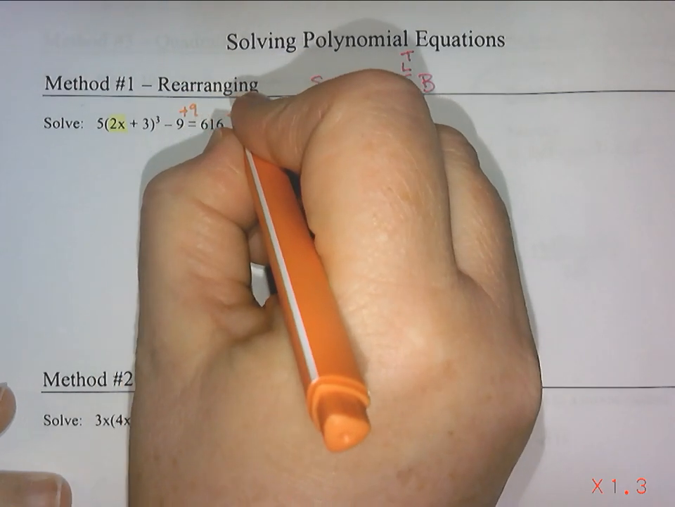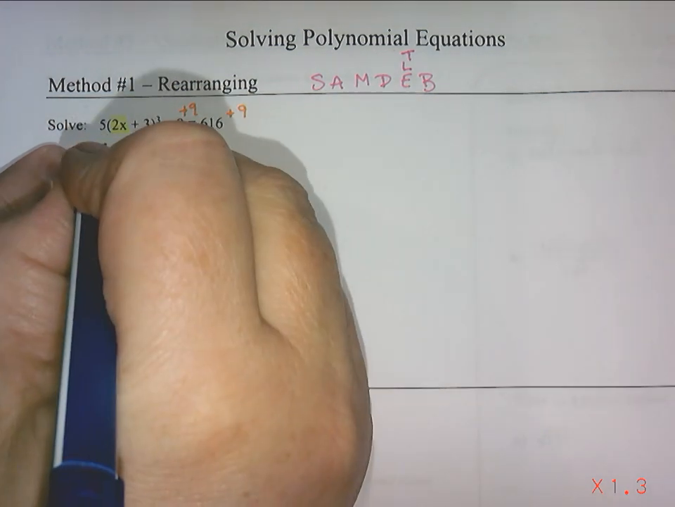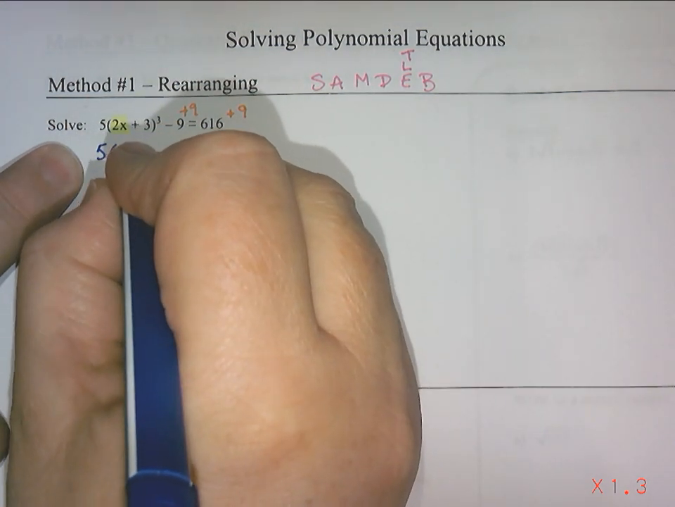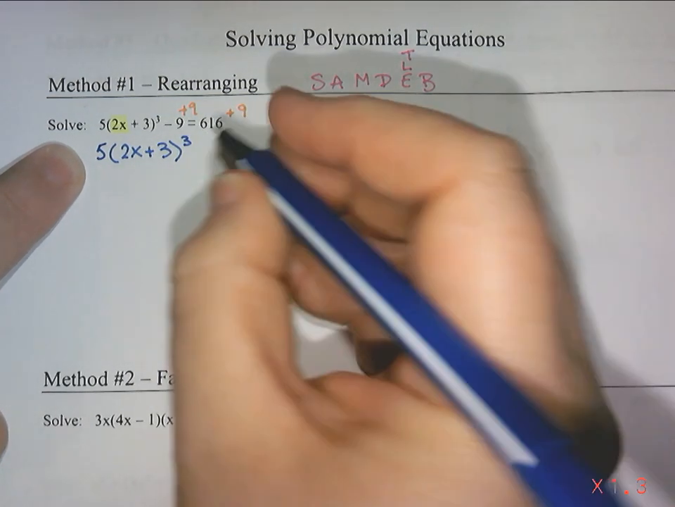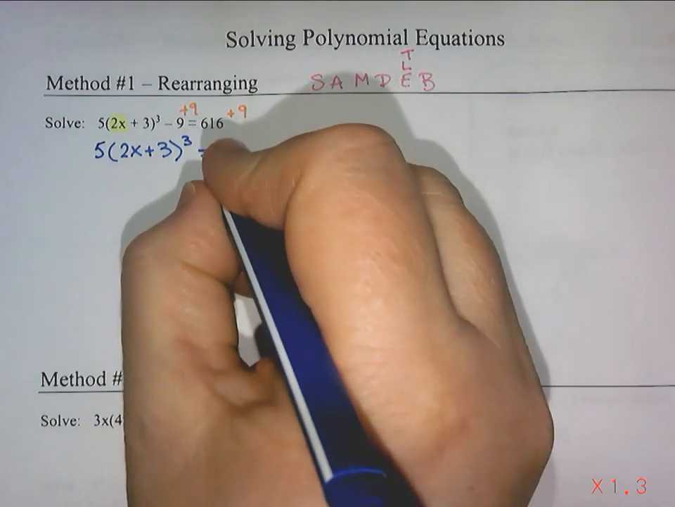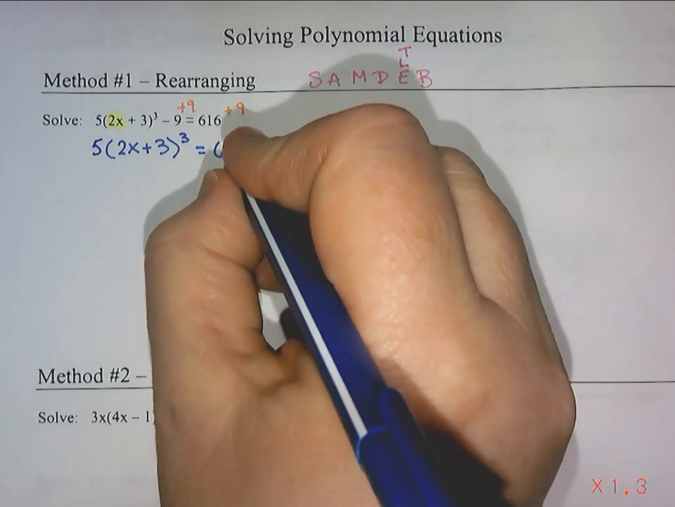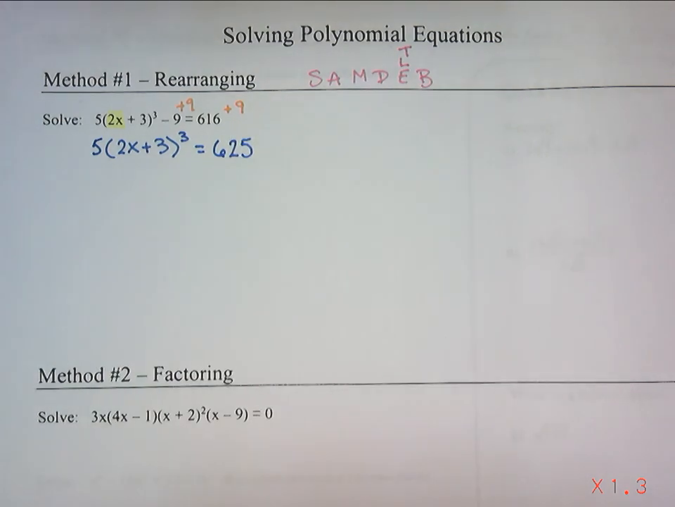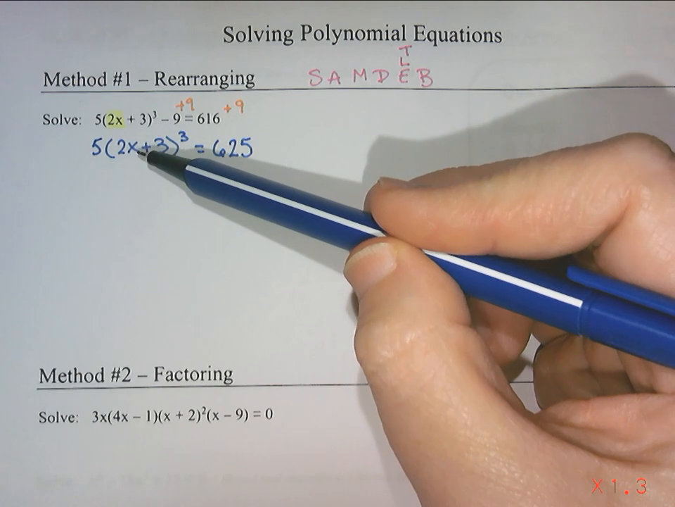So I'm going to add 9 to both sides of my equation. I will be left with 5 times (2x plus 3) to the power of 3. 9 take away 9 is 0. Oh, wait, I needed to add 9. Sorry about that. 616 plus 9 is 625. All right, so I can't touch the addition that's inside the bracket. We are trying to get x by itself.